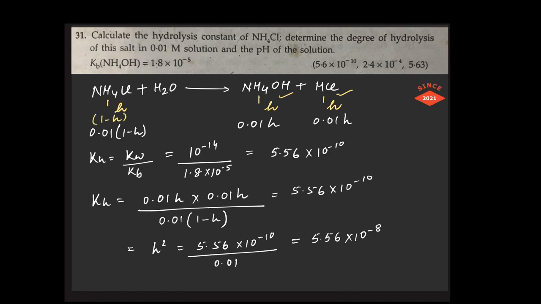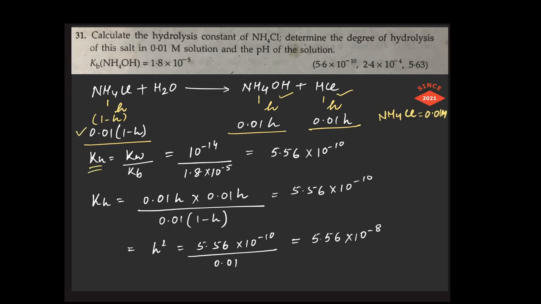This is when the initial concentration is 1 m. Now according to the question, the initial concentration of the salt is given as 0.01 m. So multiply all the values by 0.01. So this is the concentration of NH4OH and HCl formed after hydrolysis and NH4Cl remaining after hydrolysis.